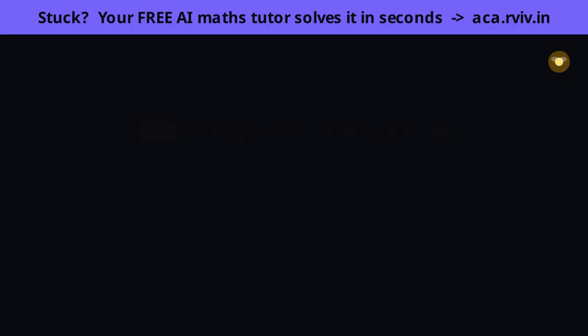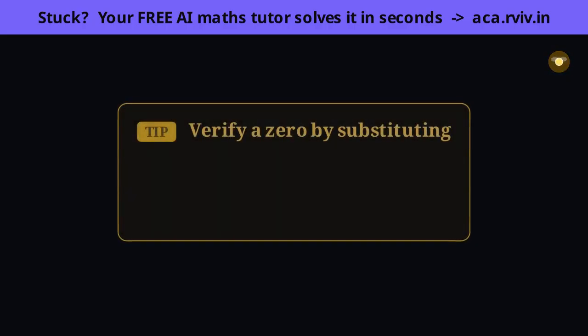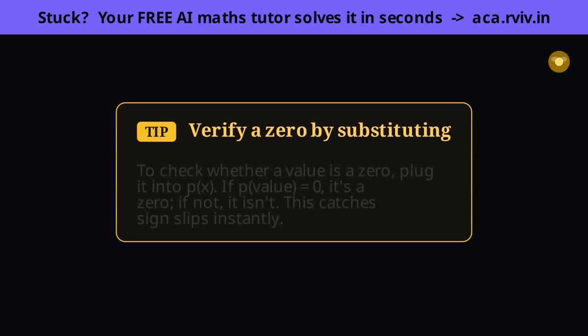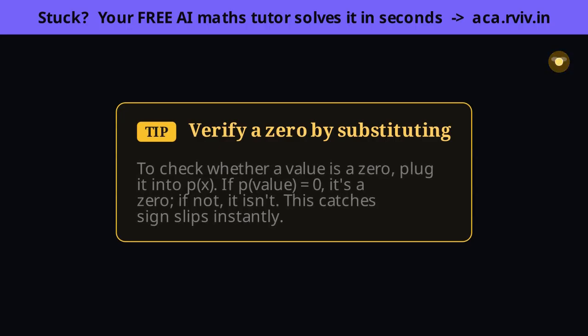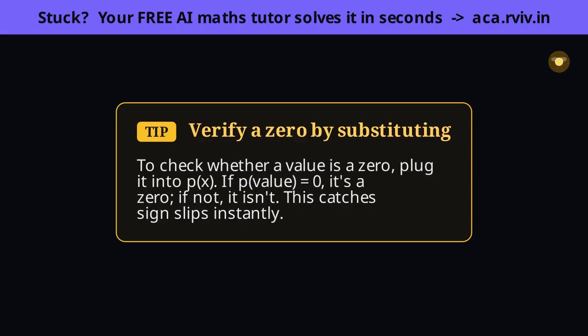Never trust a zero blindly, substitute it back, because the definition of a zero is simply a value that makes p of x equal 0. So put the value into p of x, and if you get exactly 0, it's genuinely a zero. If you don't, you've caught an error before it spreads. It takes 10 seconds and saves you from a whole wrong answer.